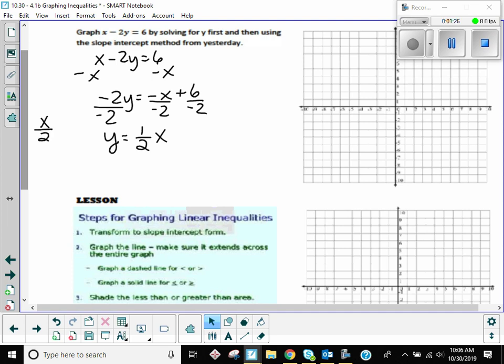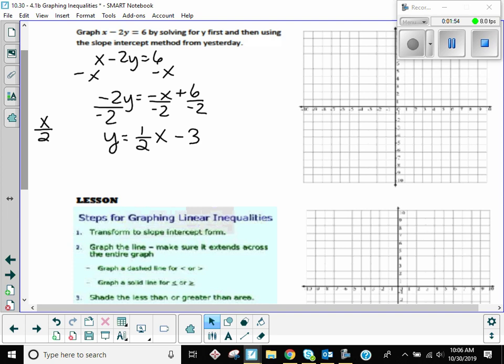Why is it positive, though? Negative divided by negative is positive. And x over 2 is not wrong, but because we're trying to see the slope easily, it's nice to write it as 1/2 x, because then you know the slope is 1 over 2. And then 6 divided by negative 2 is negative 3.